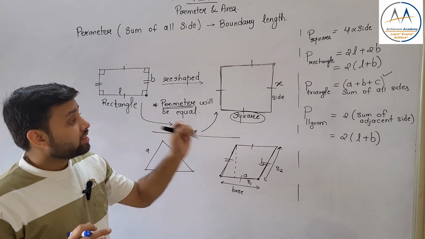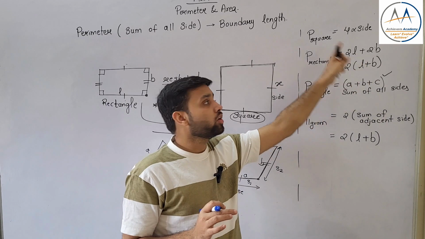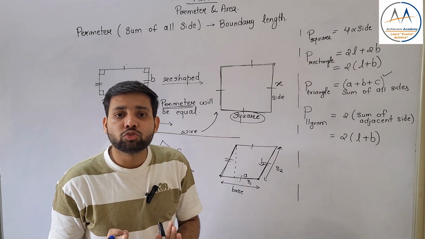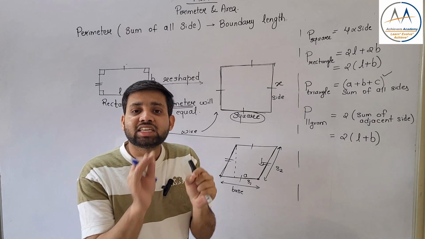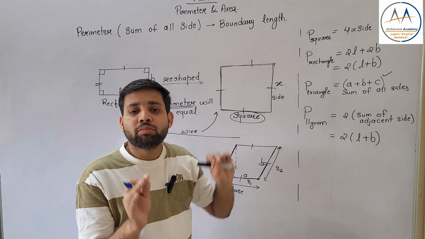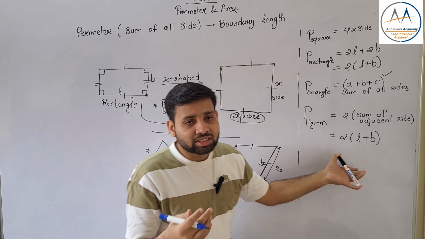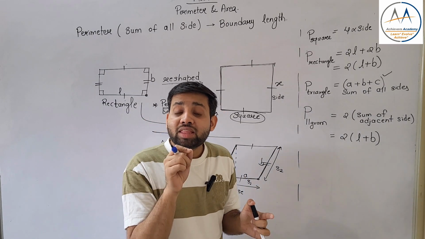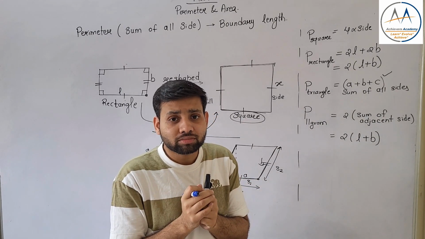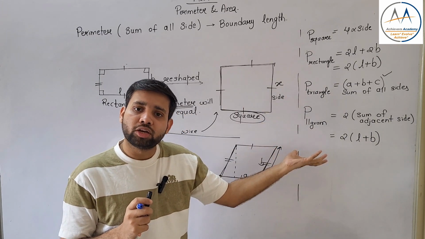Very, very important, always take care of the units. Whether you are using the sum of all sides, the 4 into side formula, or 2(L plus B), whatever formula we are using, we need to check that each side is in the same unit. It has to be in the same unit. They might be given in different units in the question, but we need to first convert them into the same unit and then put them into the formula.